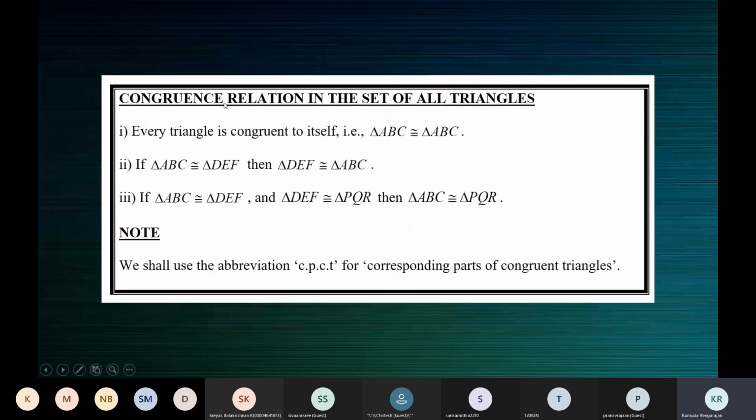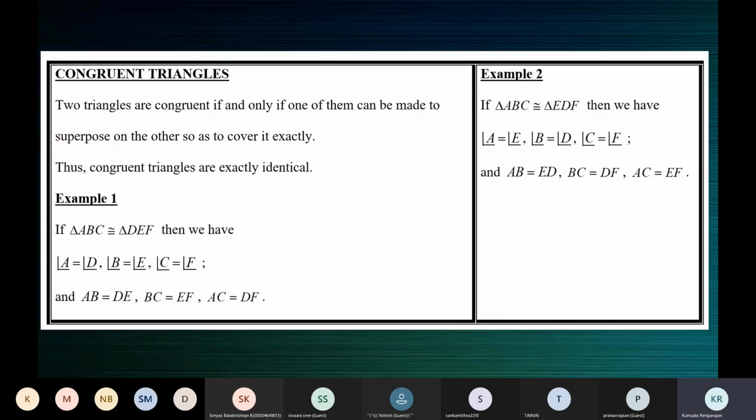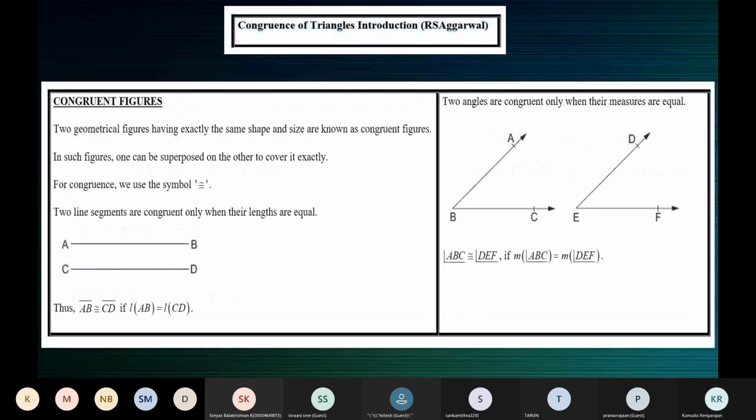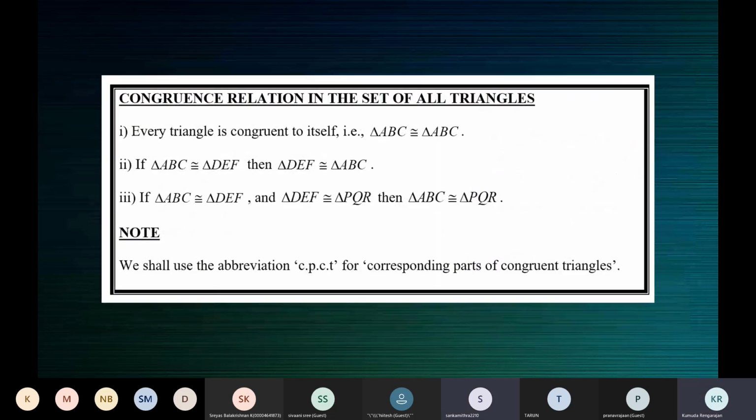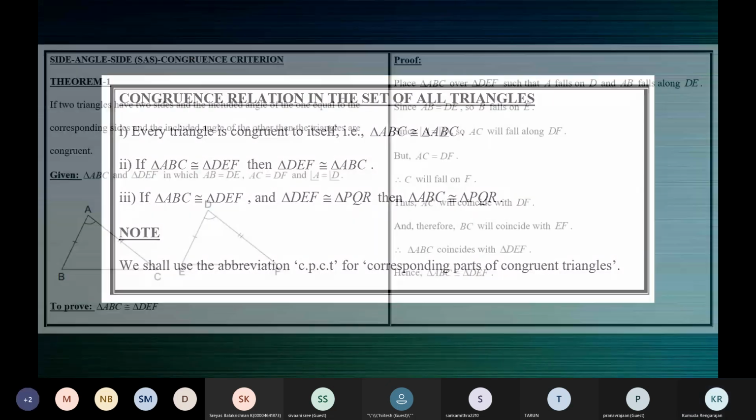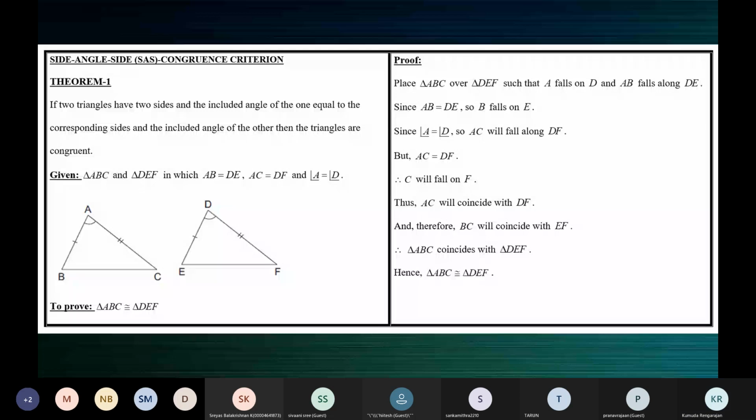So you all understood from the videos, you must have understood what we mean by congruent triangles. Is the introduction to this chapter clear? The terms congruent figures, congruent triangles. Yes, ma'am. So let's understand the SAS congruence criterion.